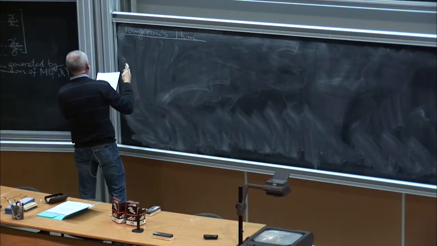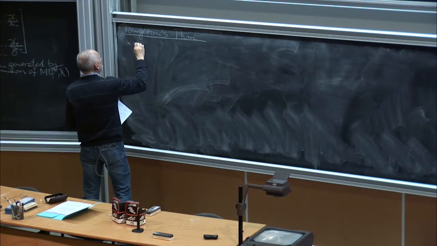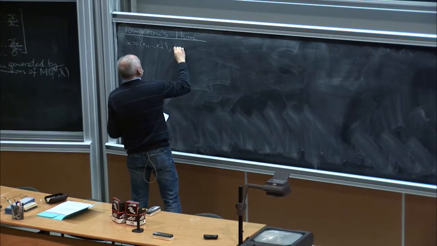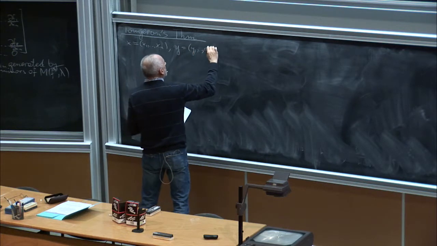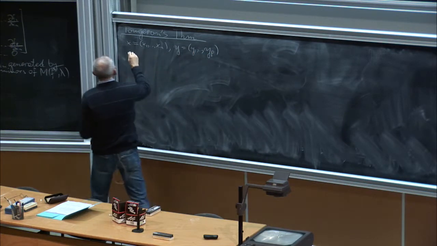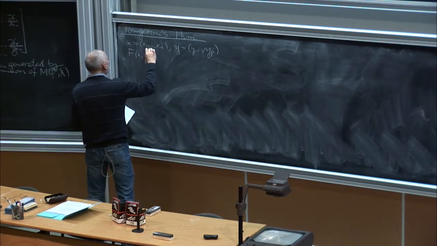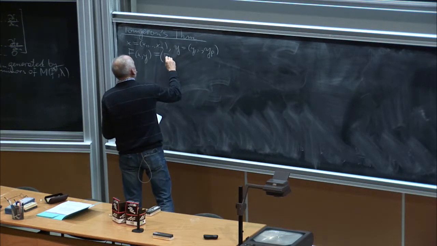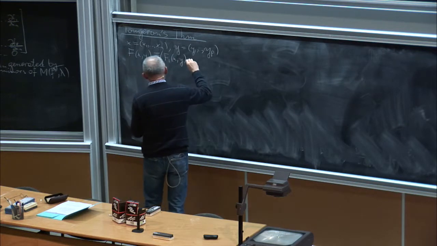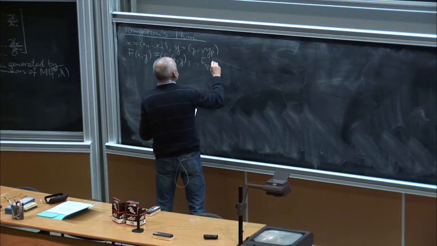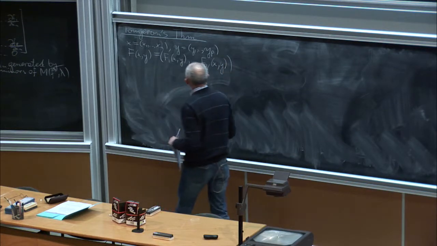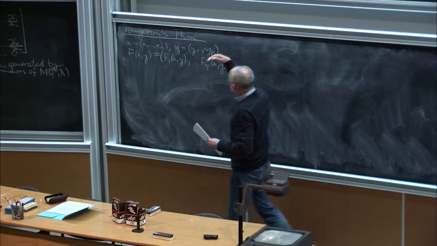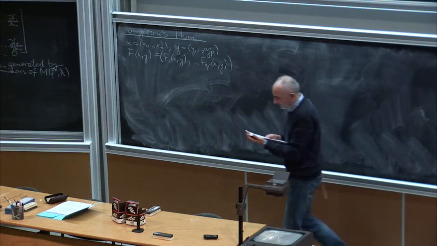So here are the assumptions. Suppose that I have systems of variables. X is x1, ..., xn. Y is y1, ..., yp, say. F of x, y is a system of a q-tuple of power series F1(x,y), ..., Fq(x,y). So these are power series, convergent or formal, doesn't matter.